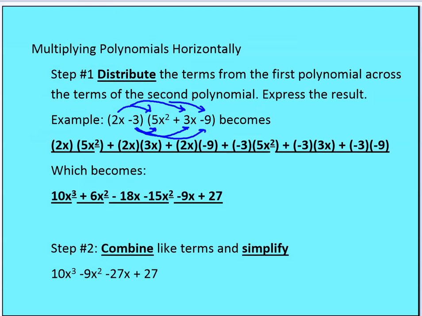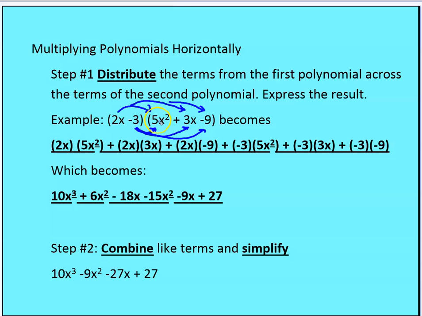All right, so let's take a look at multiplying polynomials horizontally. When we multiply them horizontally, we're going to distribute the terms from the first polynomial across the terms of the second polynomial. In general, we want each polynomial set, A and B, to be in standard form, but that's not a requirement. So we're going to FOIL the polynomials.